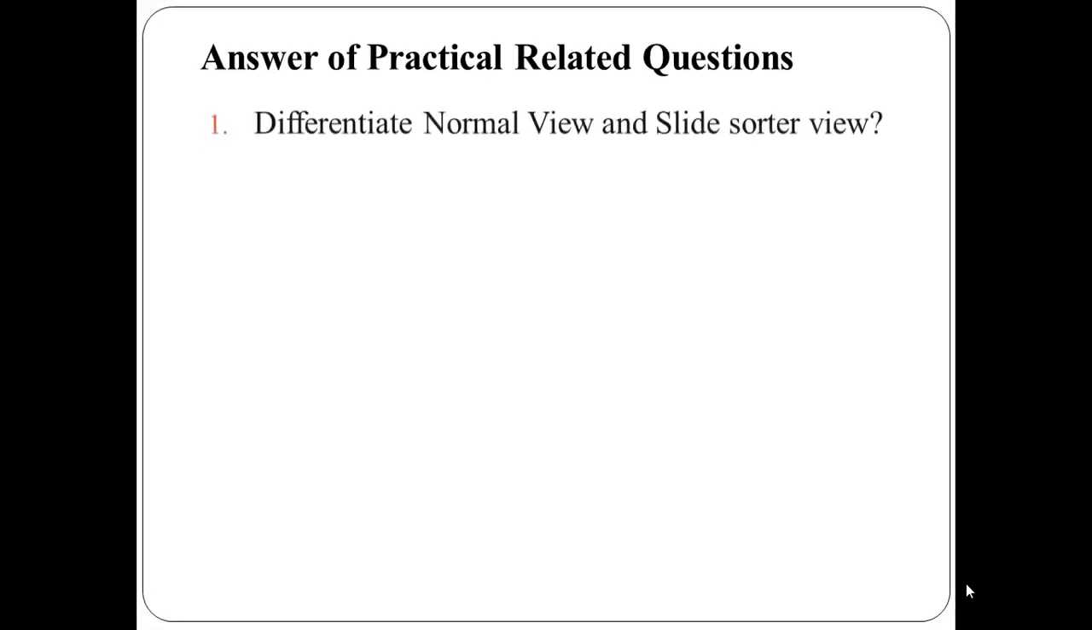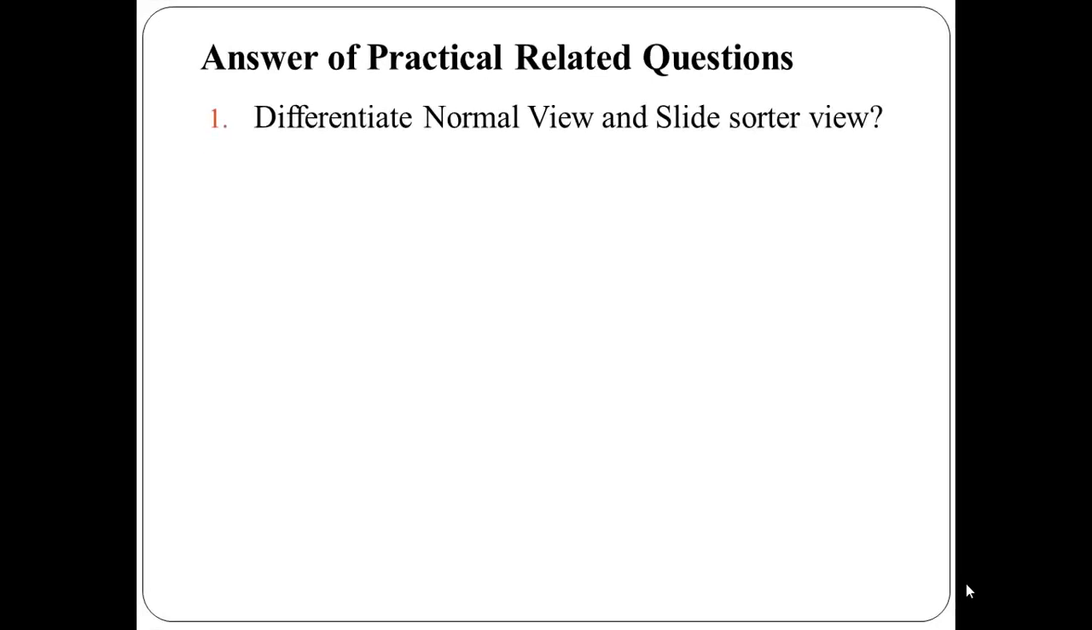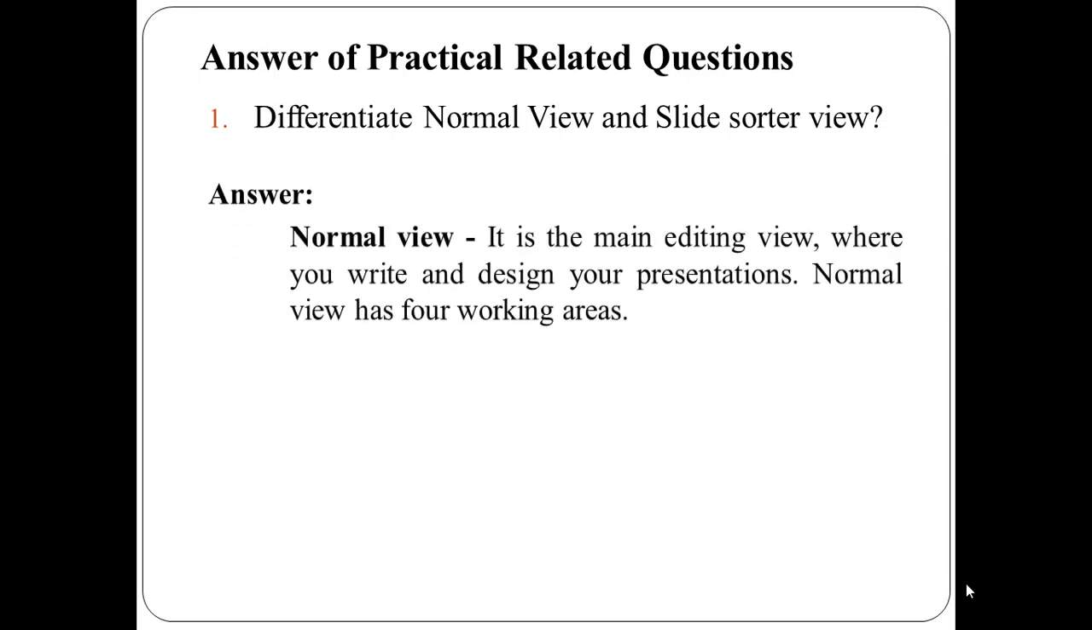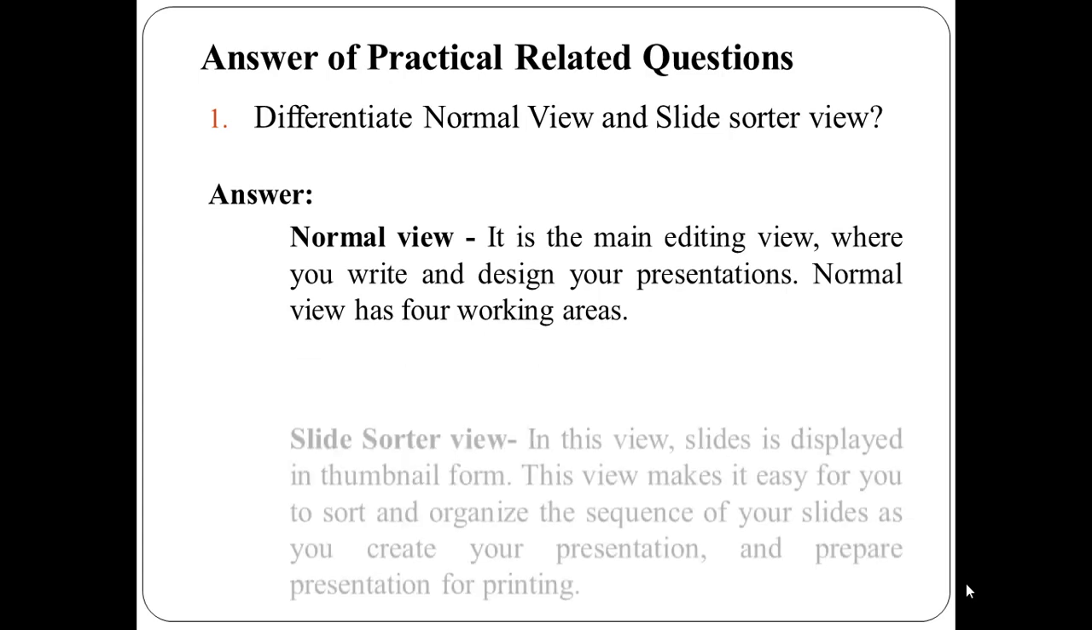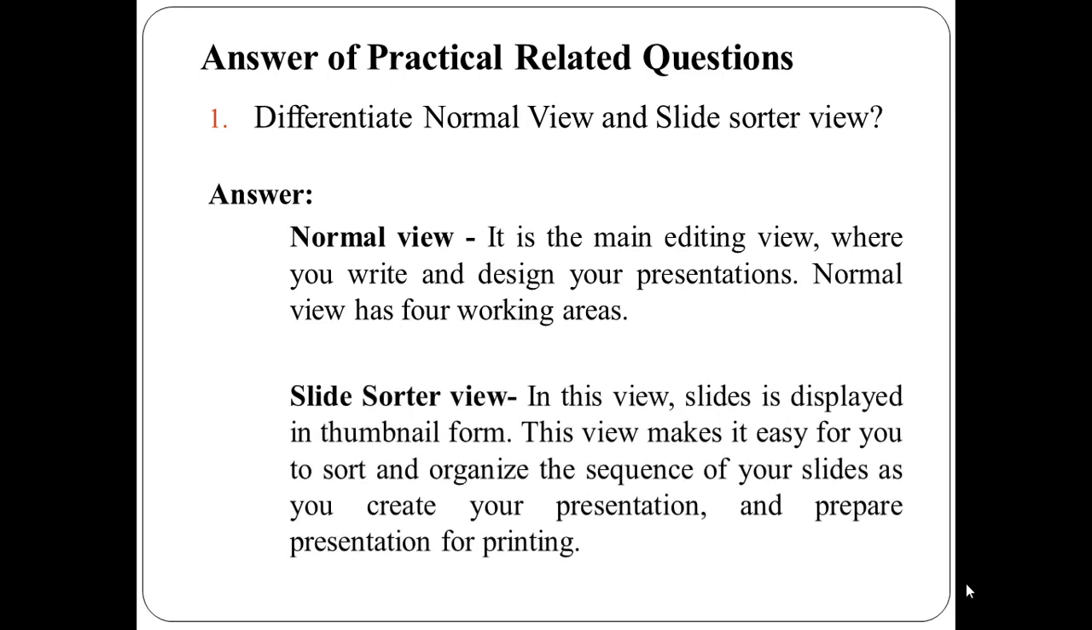Let us discuss the answers to these questions. The first question is to differentiate normal view and slide sorter view. The answer is, normal view is the main editing view where you write and design your presentation. Normal view has four working areas. Whereas in slide sorter view, slides are displayed in thumbnail form. This makes it easy for you to sort and organize the sequence of your slides as you create your presentation and prepare it for printing.